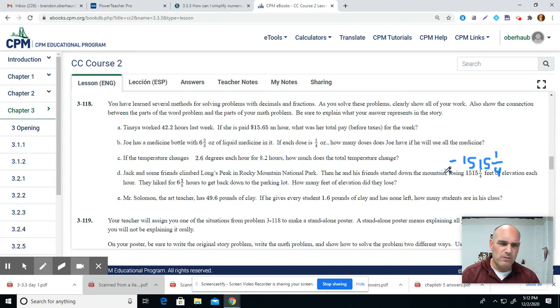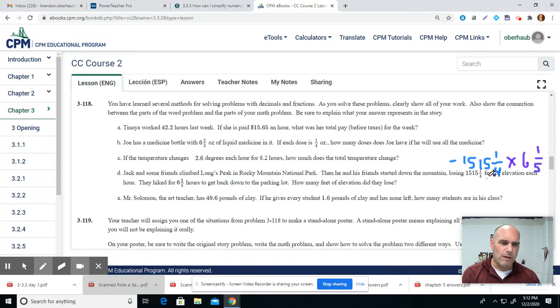So every hour they lose this. Well, they hiked for 6 1/5 hours. So we could do this 6 1/5 times. So we could do negative 1,515 1/4 plus negative 1,515 1/4 plus negative 1,515 1/4. We could do that 6 1/5 times. But since we have repetitive addition, we're doing this over and over and over again, 6 1/5 times, then it's a multiplication problem. So we have this times the 6 1/5.